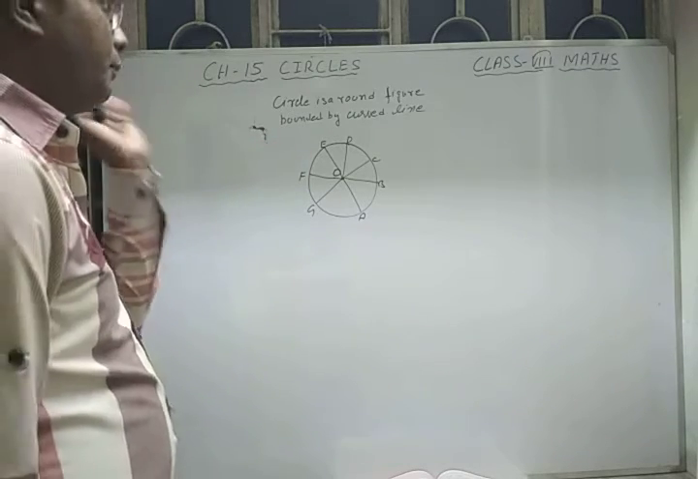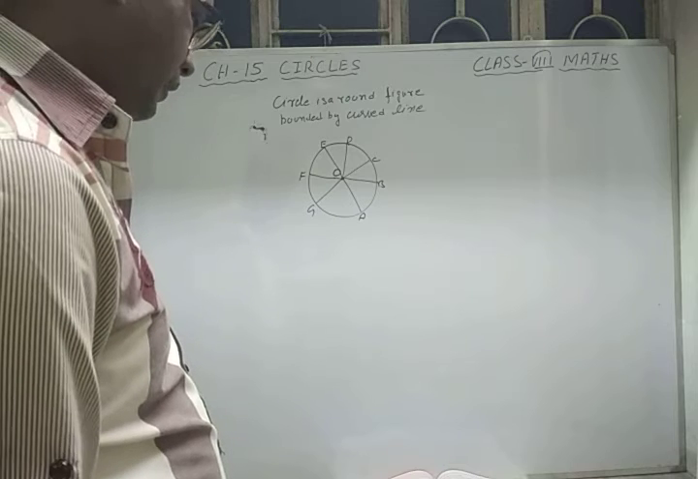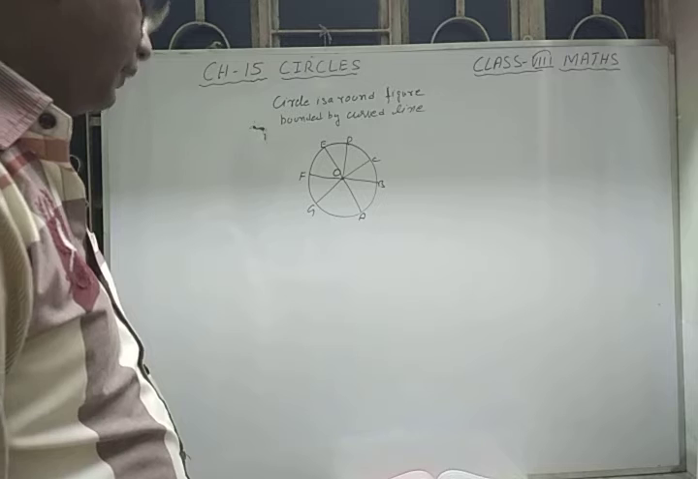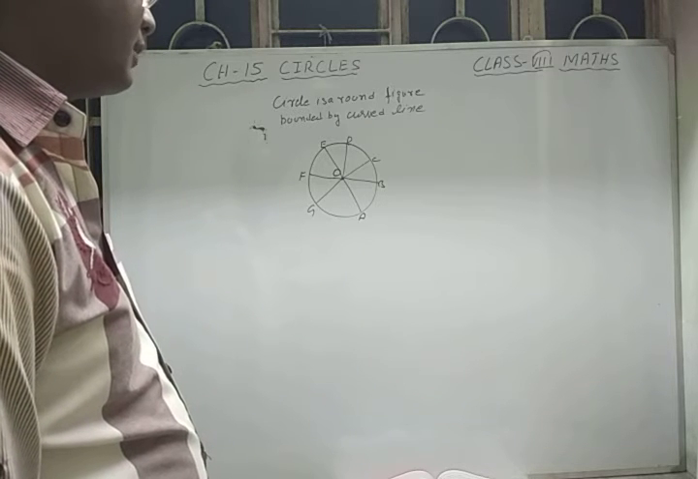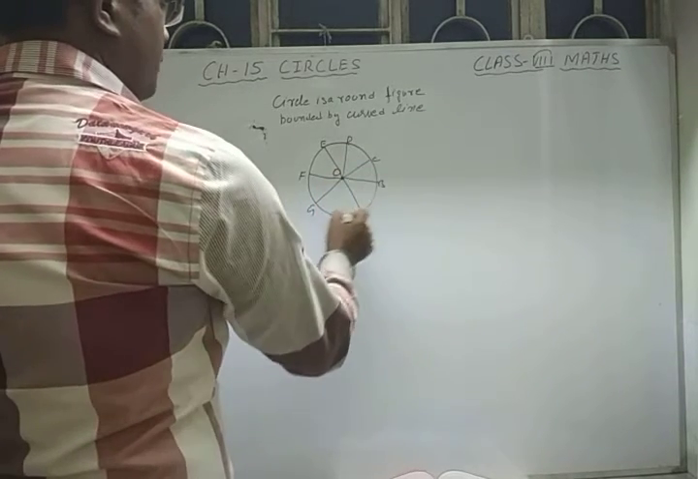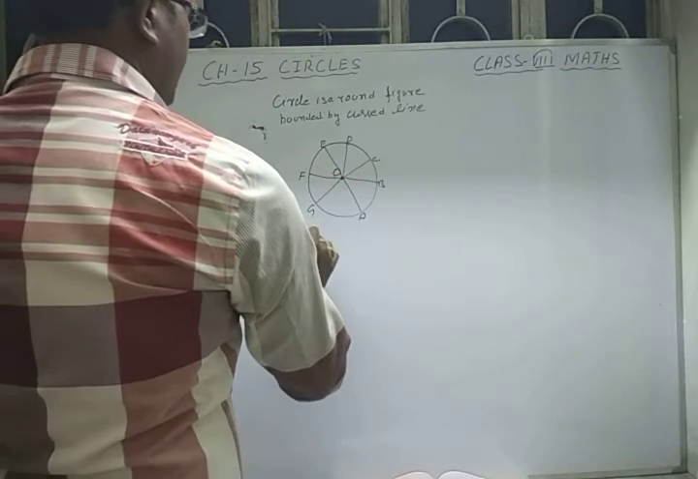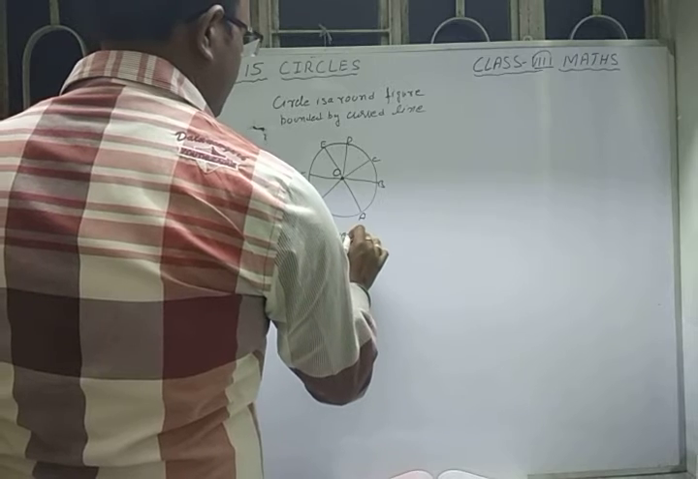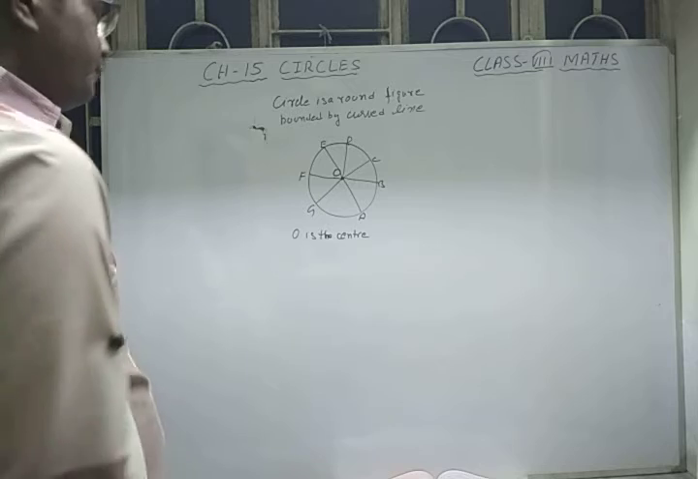Obviously it is a plane figure. Always we have to remember, a circle is a plane figure. It is not a three-dimensional figure, it is a plane figure. Now one by one we will see the parts of this circle. First of all, this fixed point from which all the set of points lying on this circle is called the center. Here O is the center of the circle.